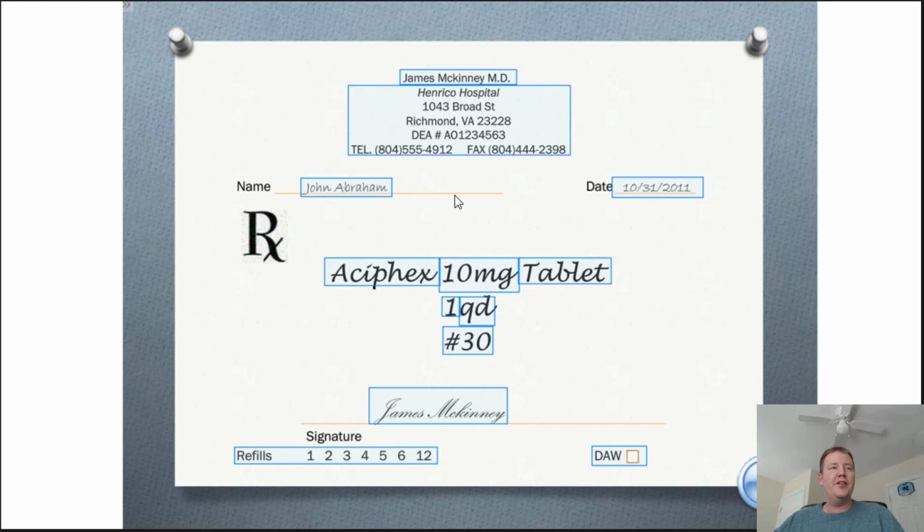Then you'll have the patient's name. You'll have the date written on the prescription. In this case, this one's very expired. You'll have the medication name, the strength, the dosage form, the dose, the frequency, the quantity, as I mentioned before, the signature, refills, and the DAW.